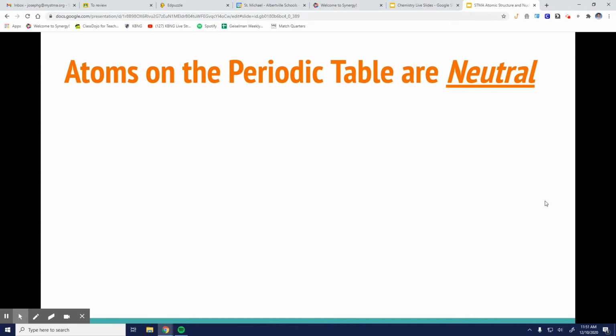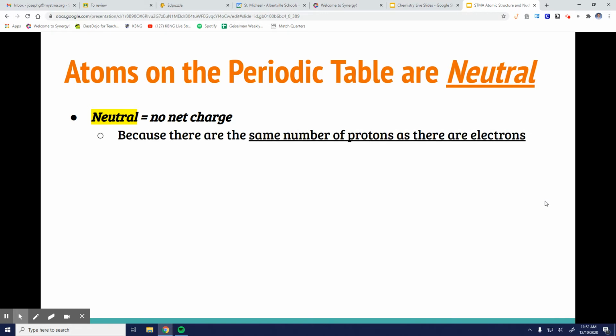Atoms on the periodic table are all neutral, meaning they don't have a charge, so they're neither positive nor negative. Because of that, there has to be an equal amount of positive charges and negative charges. Yesterday, you learned about protons being positive and electrons being negative. So if an atom is going to be neutral, the number of protons needs to equal the number of electrons. For all of our atoms on the periodic table, the number of protons equals the number of electrons.